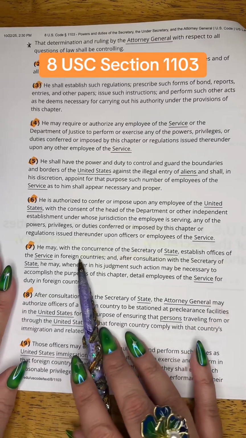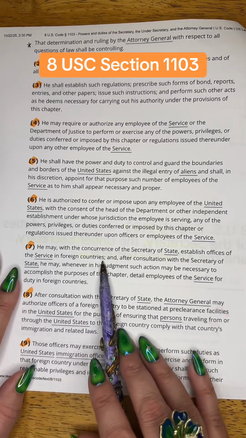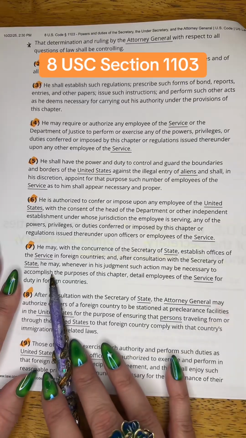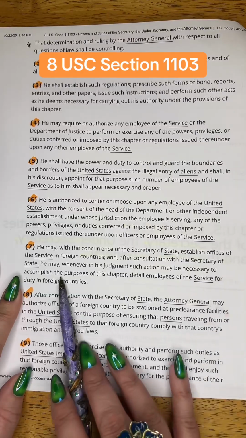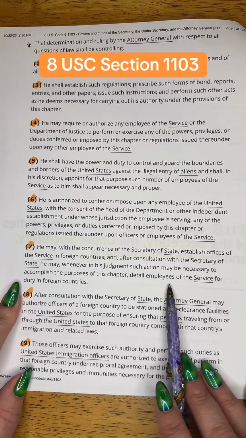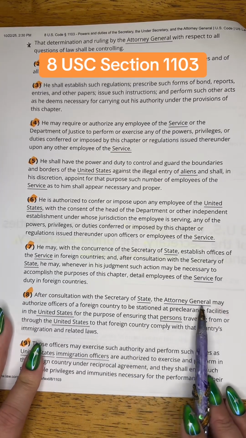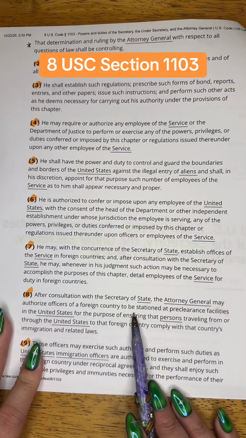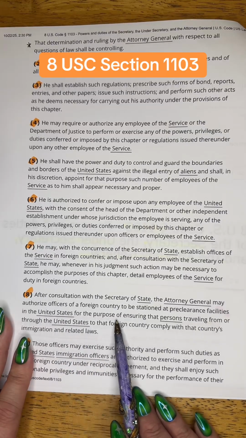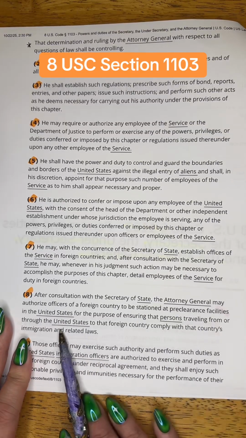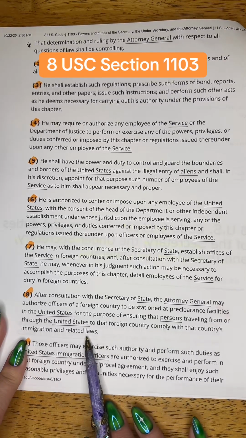Number 7, he may, with the concurrence of the Secretary of State, establish offices of the service in foreign countries, and after consultation with the Secretary of State, he may, whenever in his judgment such action may be necessary to accomplish the purpose of this chapter, detail employees for duty in foreign countries. 8, after consultation with the Secretary of State, the Attorney General may authorize officers of a foreign country to be stationed at pre-clearance facilities in the United States for the purpose of ensuring that persons traveling from or through the United States to that foreign country comply with that country's immigration and related laws.